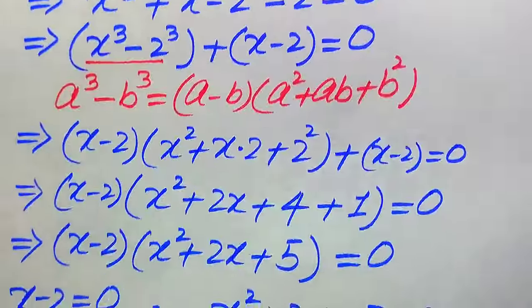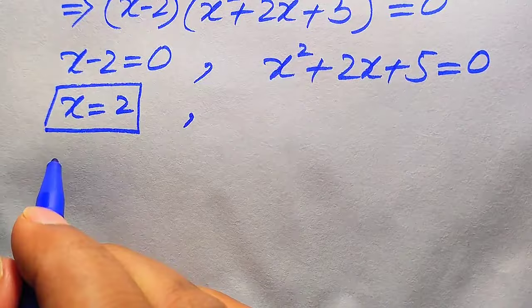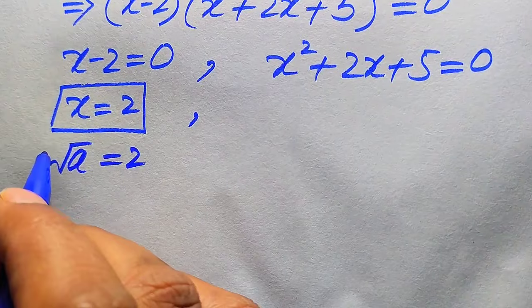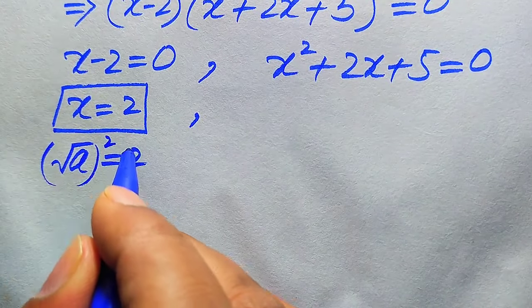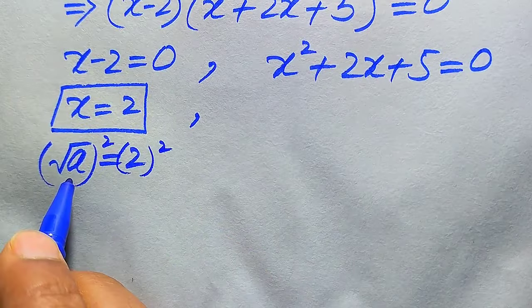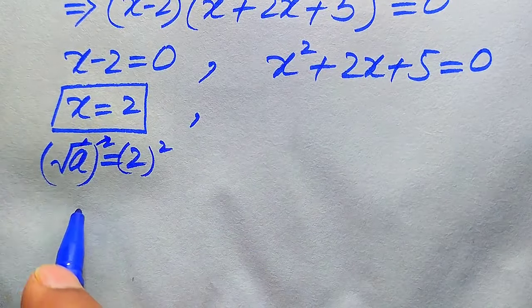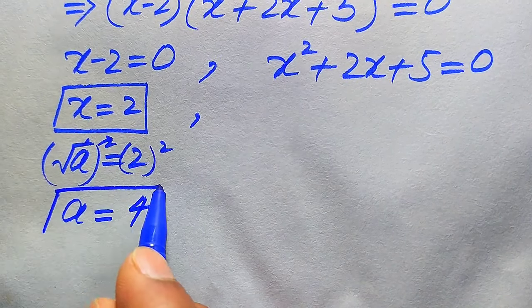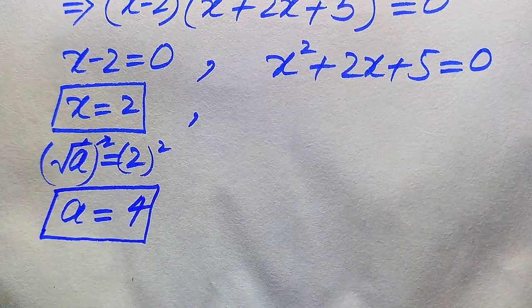So we put x equals square root of a, and when we put this value here it becomes square root of a equals 2. Here we need to square both sides in order to find the value of a. So the 2 and the square root are gone, and we get a equals 4. This is the first real root of the given equation.